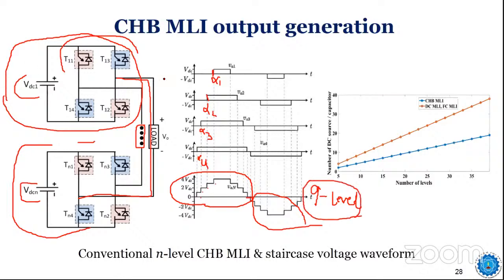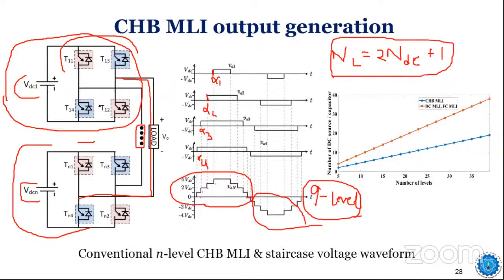Commonly, you can calculate at any point of time using the basic formula to calculate the number of levels. The number of levels can be calculated based on the number of DC sources. Here you need four DC sources, as I told. So with four DC sources, the number of levels can be calculated accordingly. This is a 9 level inverter.